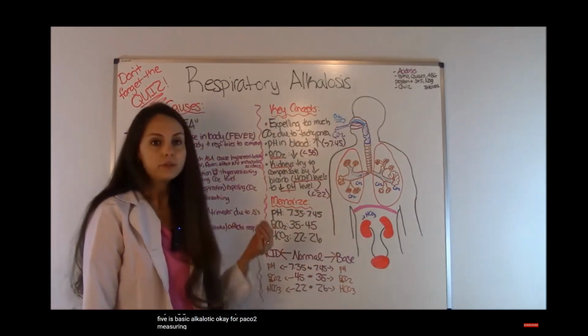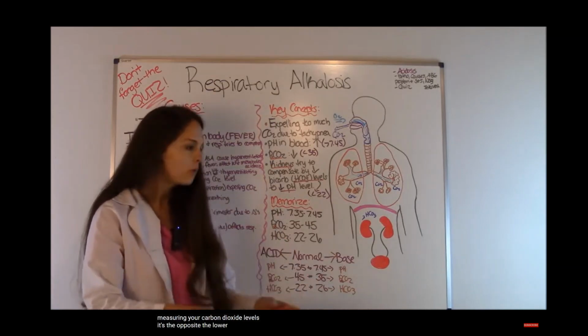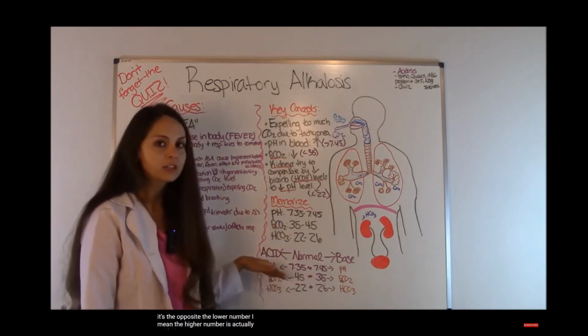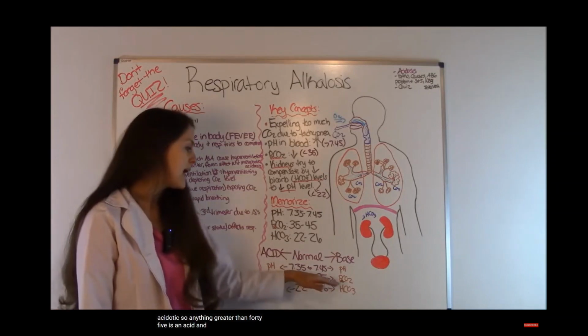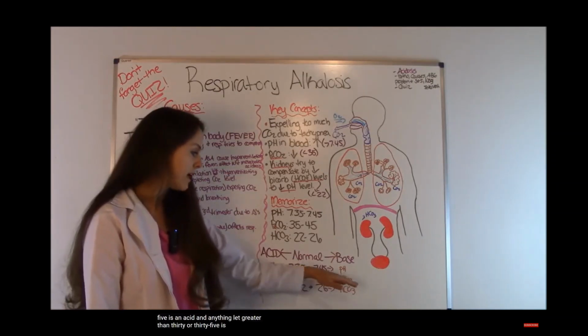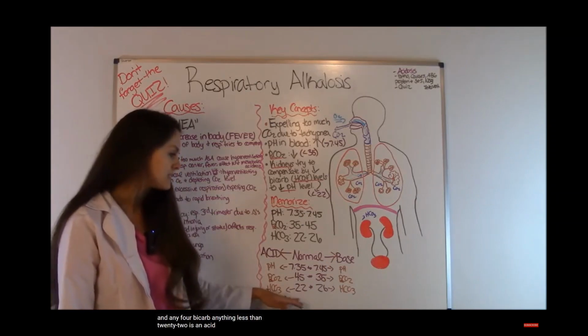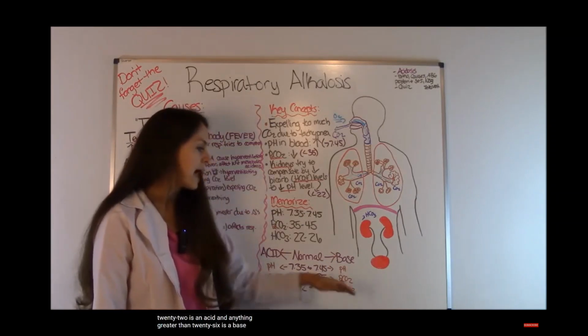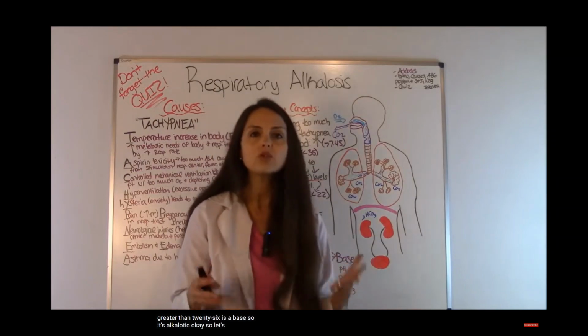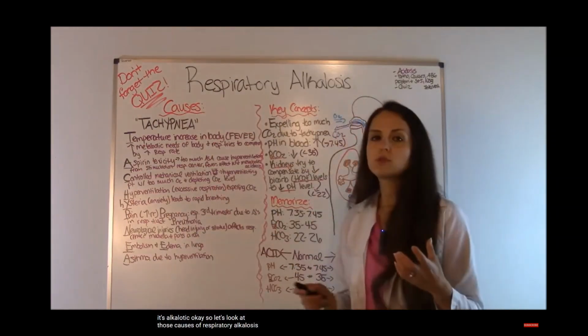Okay, for PaCO2, measuring your carbon dioxide levels, it's the opposite. The higher number is actually acidotic, so anything greater than 45 is an acid. Anything less than 35 is basic. And for bicarb, anything less than 22 is an acid, and anything greater than 26 is a base, so it's alkalotic. Okay, so let's look at those causes of respiratory alkalosis.